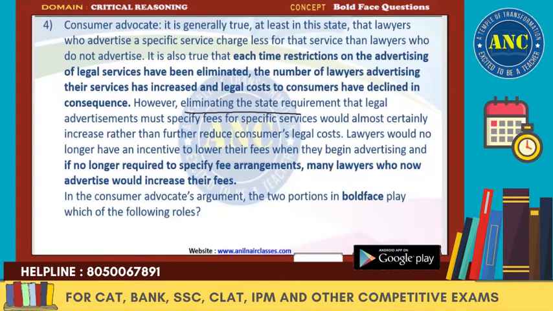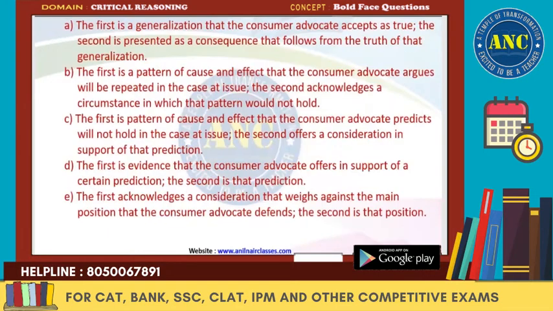And now again, what follows the statement of the position are the reasons that the advocate has for holding that position. So let us look at the options. The first option: the first is a generalization that the consumer advocate accepts as true. The second is presented as a consequence that follows from the truth of that generalization. Now the first part is true, but the second is not, according to option A.